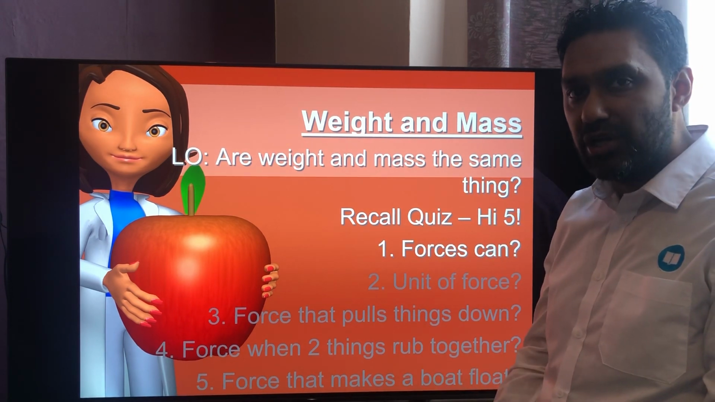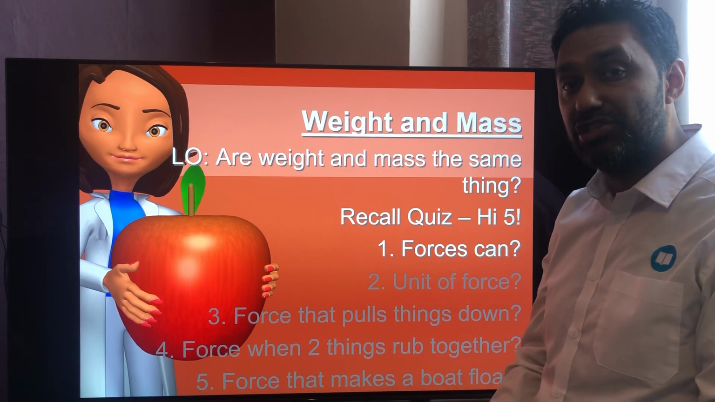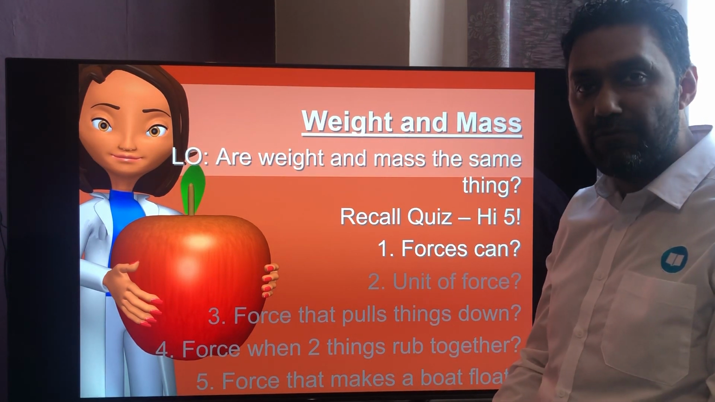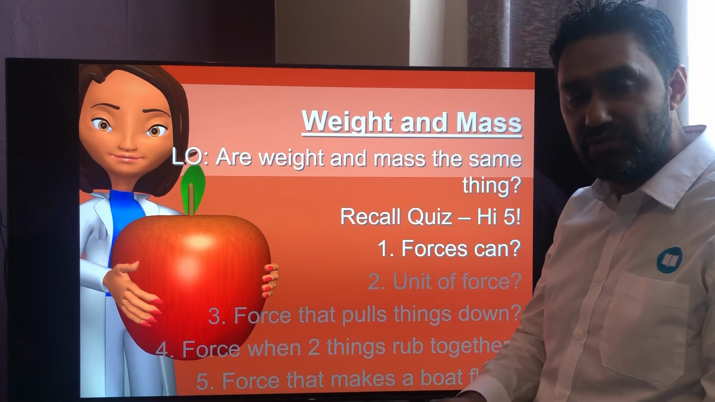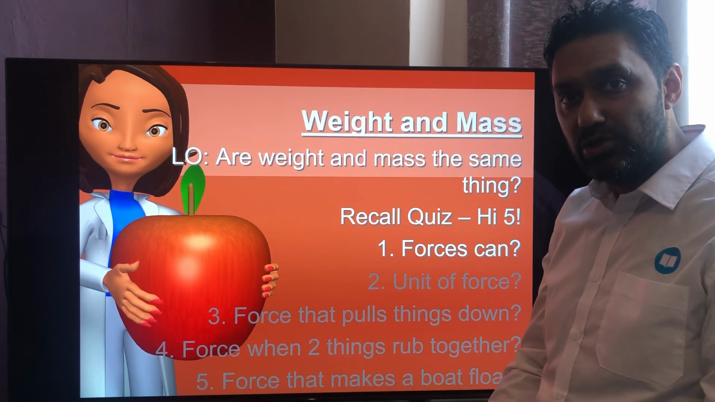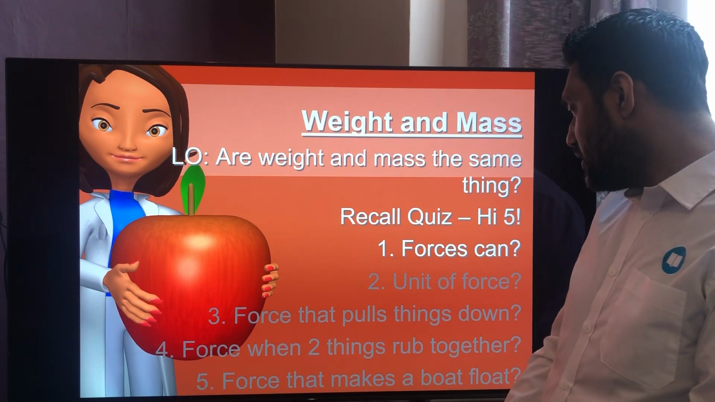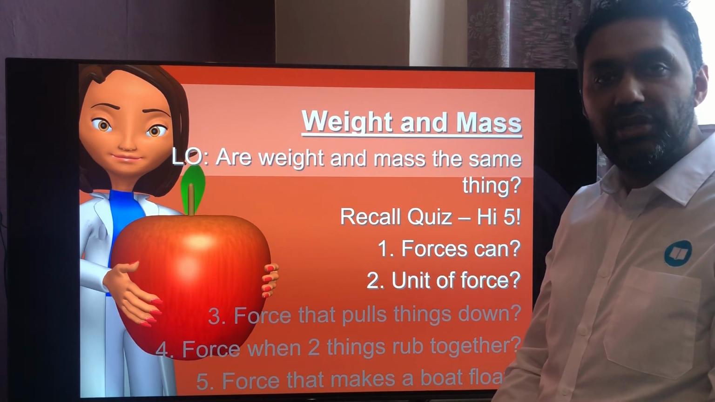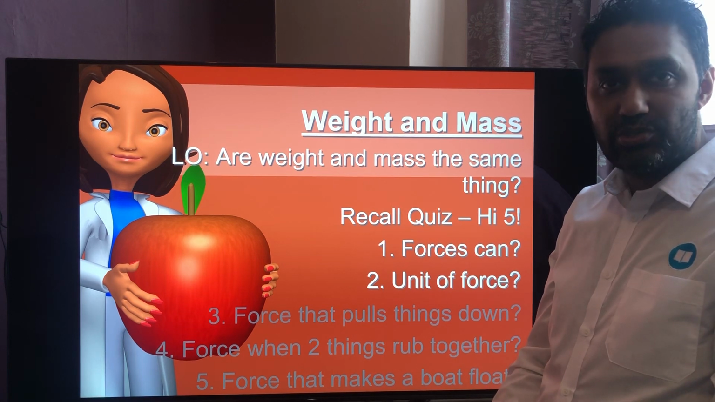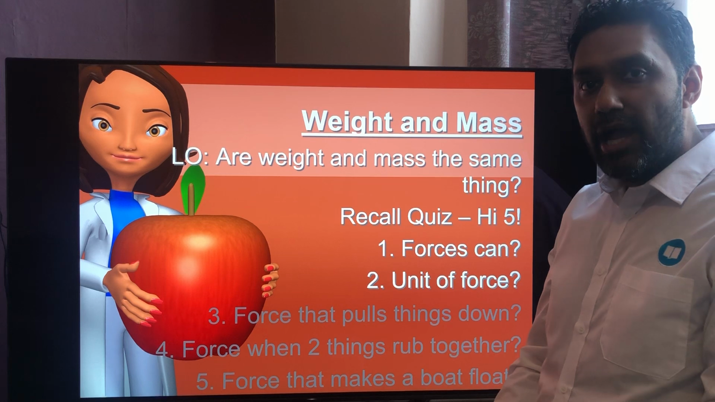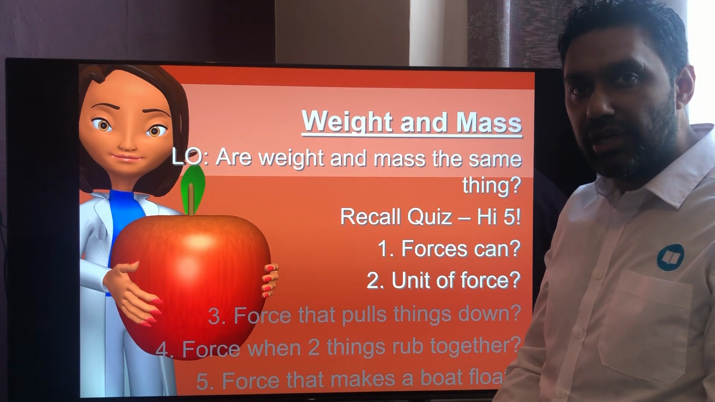So this isn't a one-word answer. There's a list of things forces can do, which is what we did in our previous lessons back at school. What can forces do? Write them down, pause the video, and then we'll go on to question two. What is the unit of force? That is just a one-word answer. Write that down.